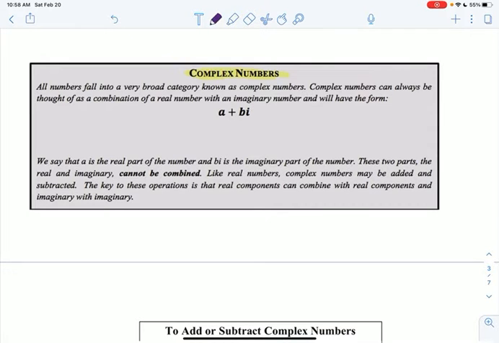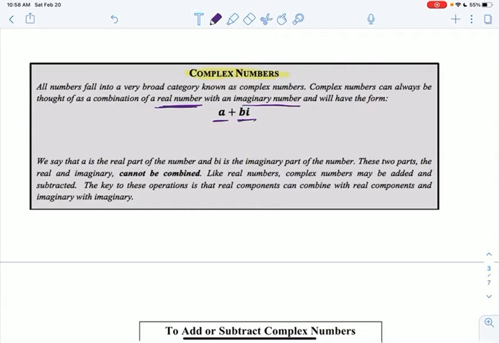All numbers fall into a very broad category known as complex numbers. Complex numbers can always be thought of as a combination of a real number, which is the a part, and the imaginary number, which is the bi part. So a is the real part of the number, bi is the imaginary part of the number, and you can't combine the two together. They're going to be separate. And just like real numbers, we're going to be able to add, subtract, and multiply complex numbers. So that's what we're going to practice.